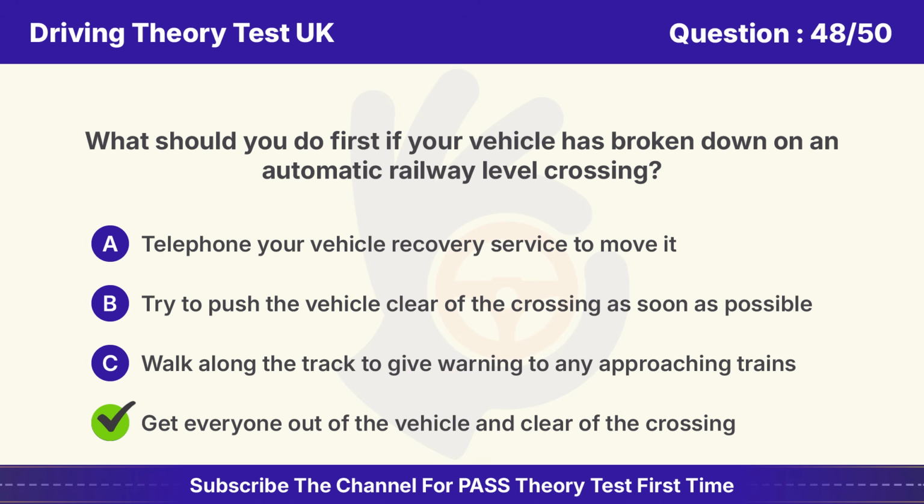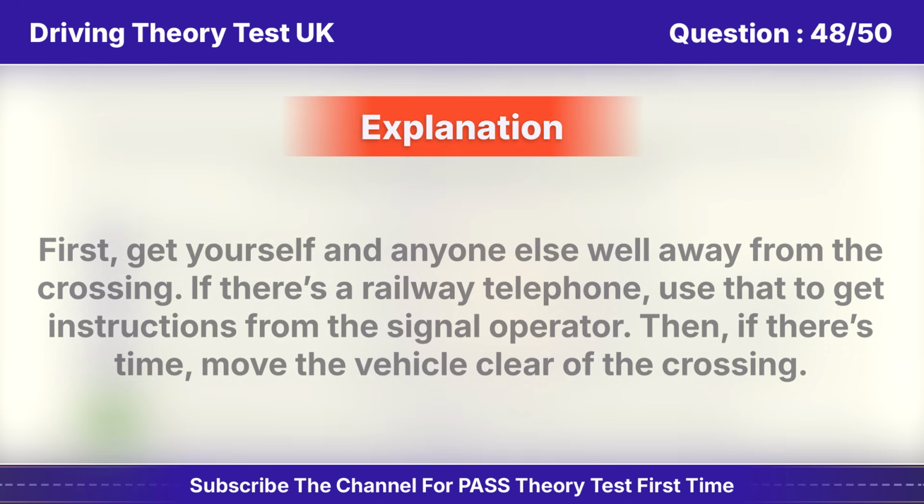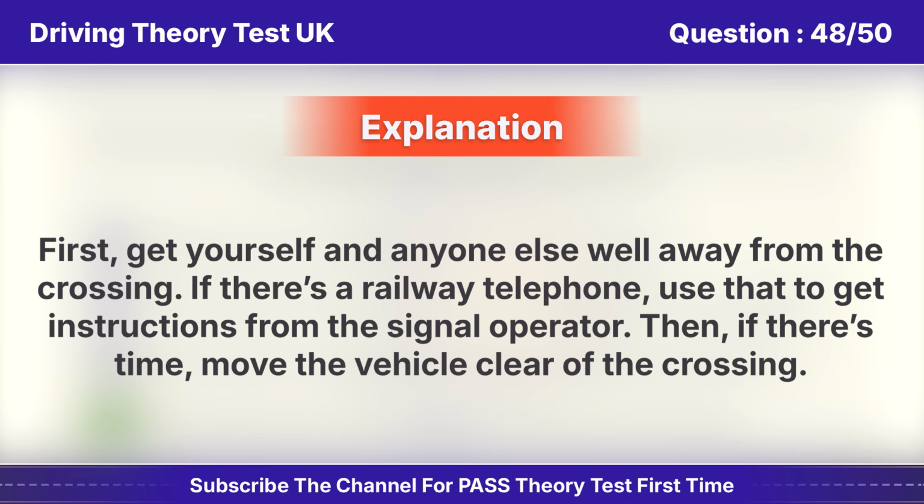Answer is D. Get everyone out of the vehicle and clear of the crossing. First, get yourself and anyone else well away from the crossing. If there's a railway telephone, use that to get instructions from the signal operator. Then, if there's time, move the vehicle clear of the crossing.